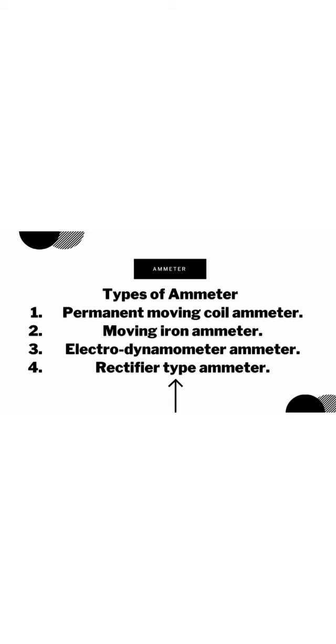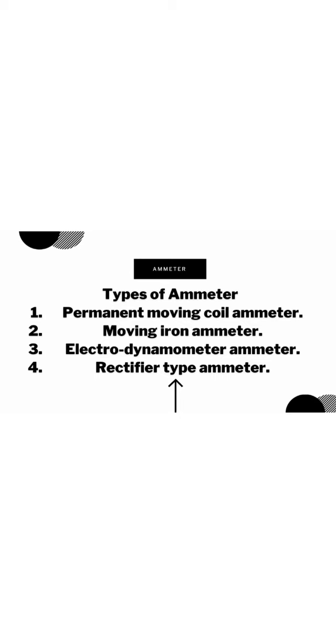PMMC, that is the permanent magnet moving coil ammeter, is used only for the measurement of direct current. The second is the moving iron ammeter, which measures both alternating and direct current, whereas the electrodynamometer ammeter is used for the measurement of both AC and DC, and the rectifier ammeter is used for measuring alternating current.